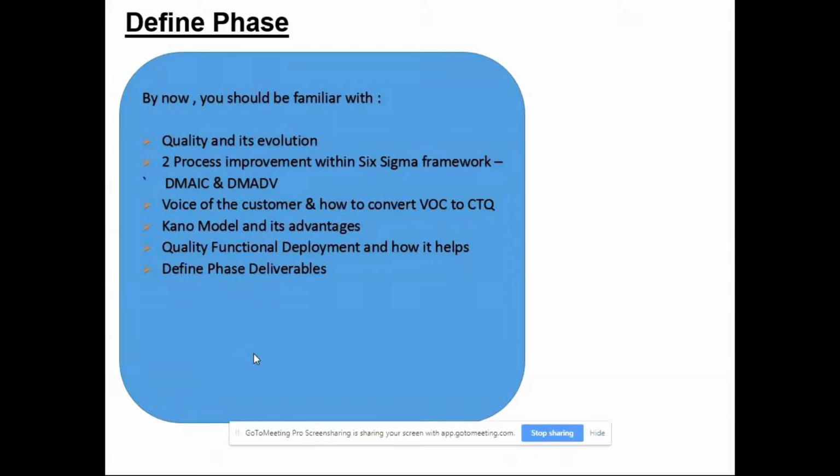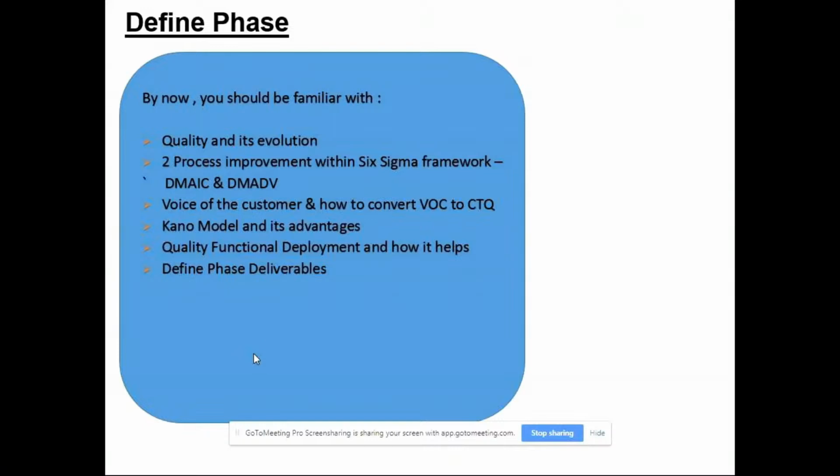One is quality and how it has evolved over a period of time. Two, process improvement methodology within the Six Sigma framework, which is DMAIC and DMADV. Do you remember what DMAIC stands for? Define, Measure, Analyze, Improve, and Control. Right.